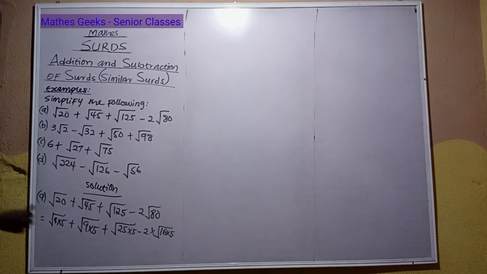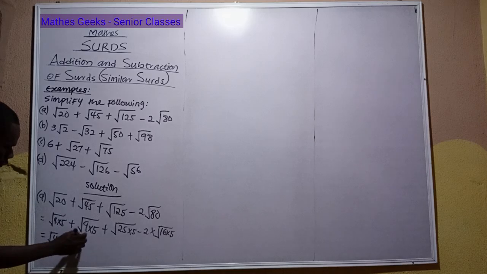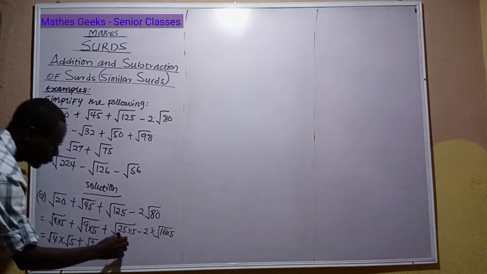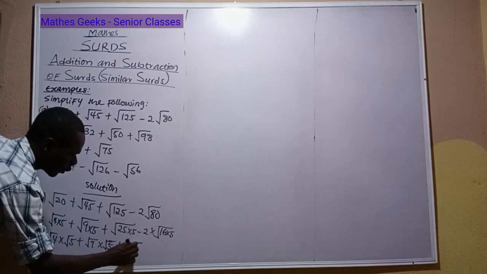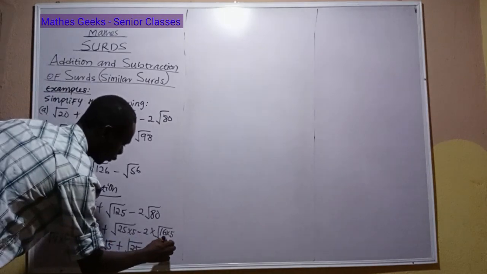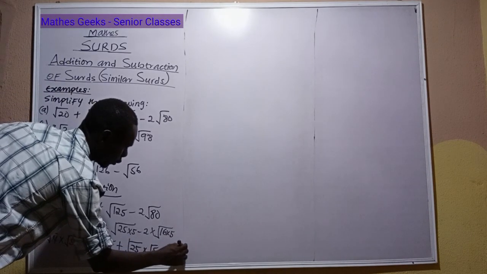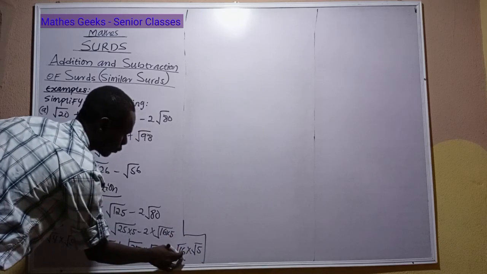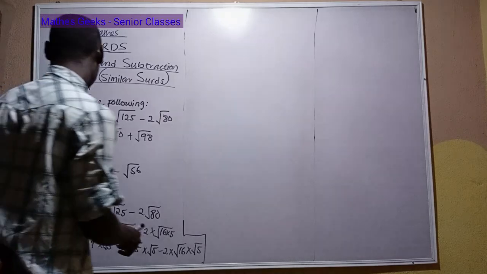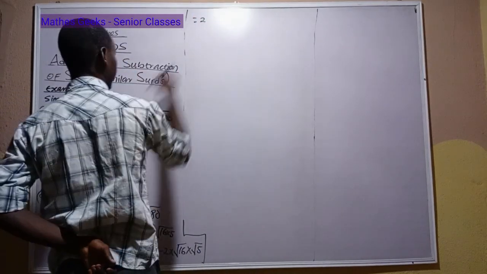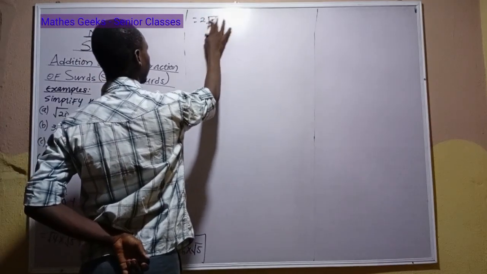Okay, so this will give us root 4 times root 5 plus root 9 times root 5 plus root 25 times root 5 minus 2 times root 16 times root 5. And this will give us root 4 is equal to 2, so 2 root 5.